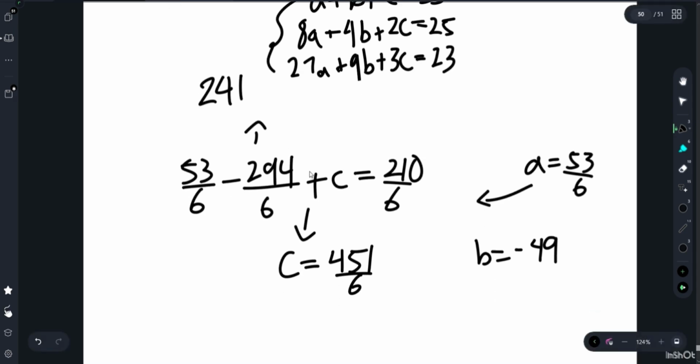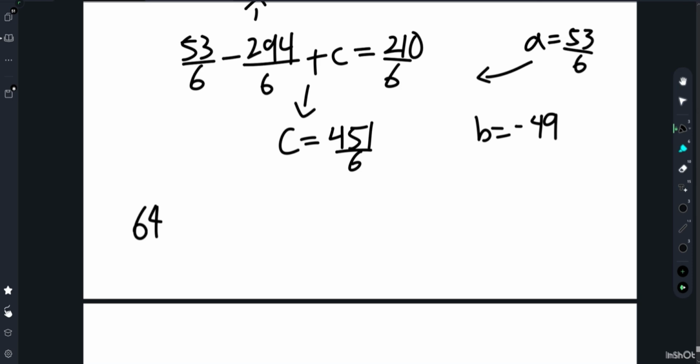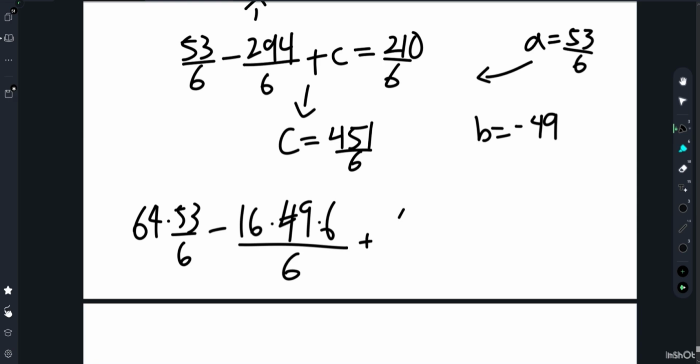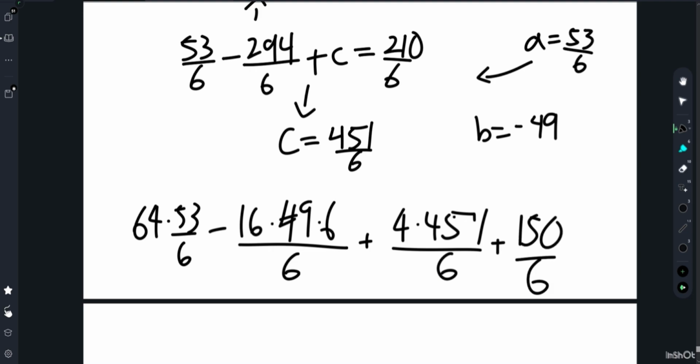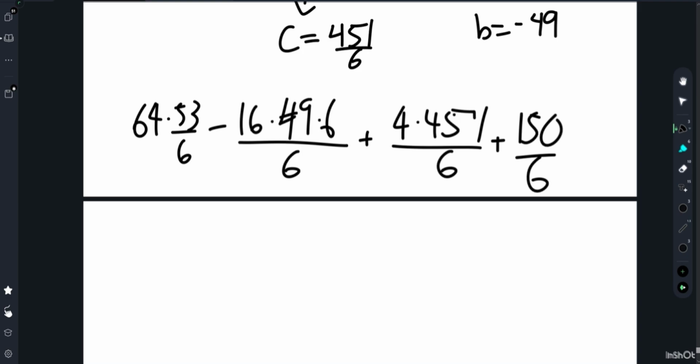So now we want to find p of 4, so we do 64 times 53 over 6, minus 16 times 49 times 6 all over 6, plus 4 times 451 over 6, and plus 150 over 6. And so we want to find what this value is going to be. Basically, we do 64 times 53. I'm just going to use a calculator to speed up this process, but in the actual test, you would have to multiply this out.